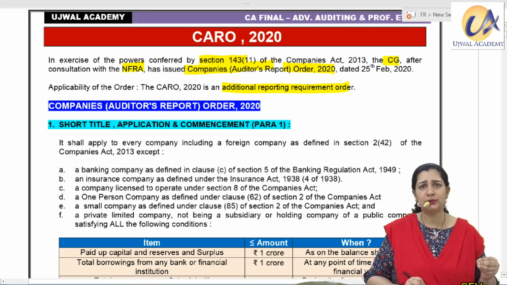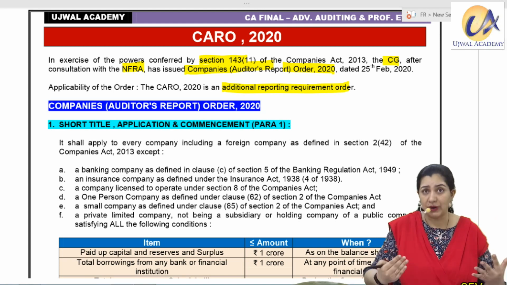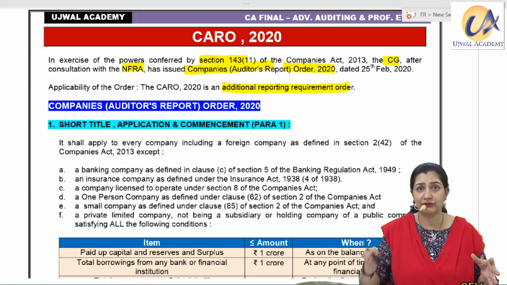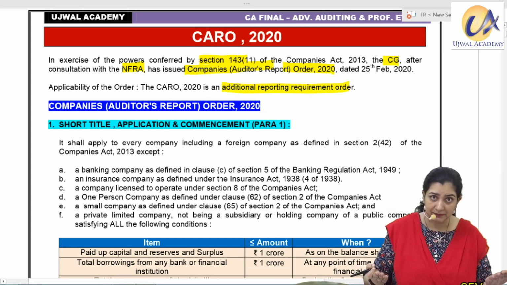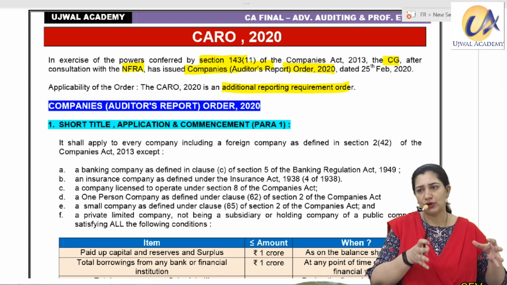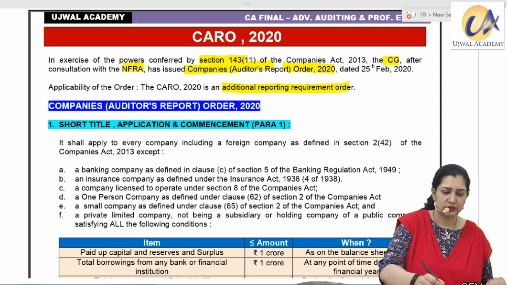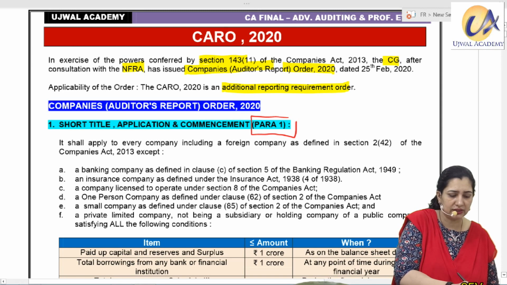Now CARO 2020 is divided into 4 paragraphs. Paragraph number 1, which is very important, deals with the applicability of CARO, to which companies it applies and to which companies it does not apply. So this is very important. We have got some problems purely only for these points. So this is my first paragraph which talks about the applicability of CARO.